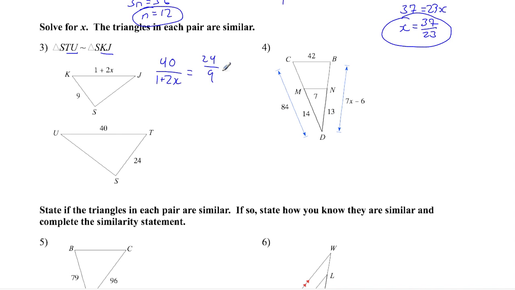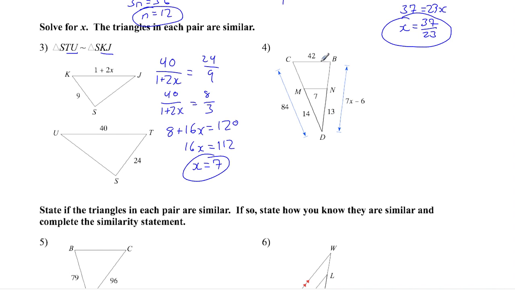And again, 24 and 9, they both have a common factor of 3. So if I wanted to, I could reduce to 8 over 3. So actually, why don't I go ahead and do that? So 40 over 1 plus 2x equals 8 to 3. So now when I cross multiply, I'm going to have 8 plus 16x equals 120. Subtract the 8 from both sides, so I get 16x is equal to 112. And 112 divided by 16 is going to leave me with just 7.